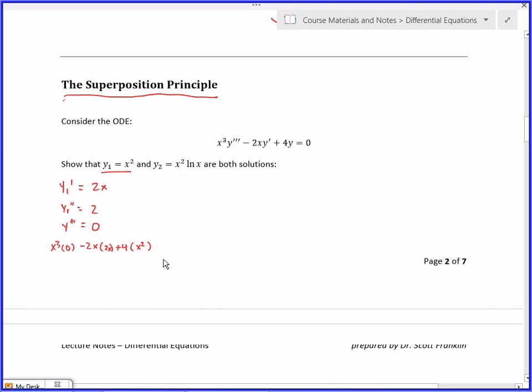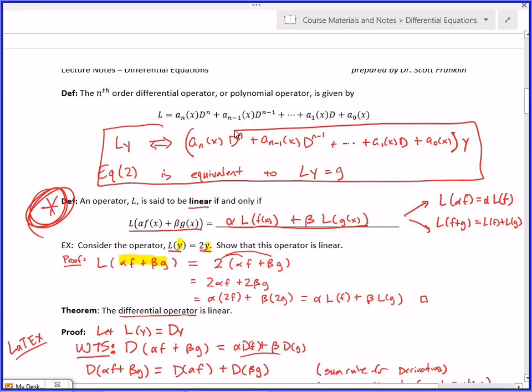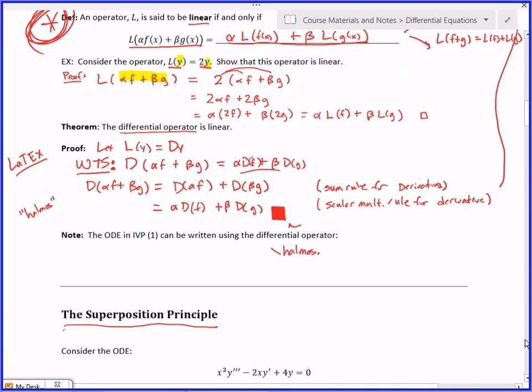Did we need to write anything in the ODE and IVP because we were using a differential operator? No, because I actually wrote it accidentally up here. That was what was supposed to go there. This was up here with this guy.